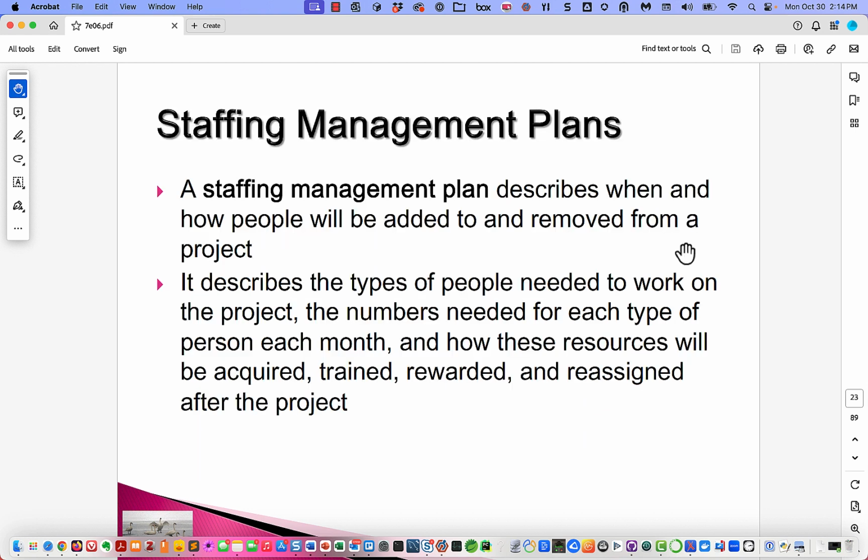So this could lead to a staffing management plan. It describes when and how people will be added to and removed from a project. It describes the types of people needed to work on the project, the numbers needed for each type of person each month, and how the resources will be acquired, trained, rewarded, and reassigned after the project.